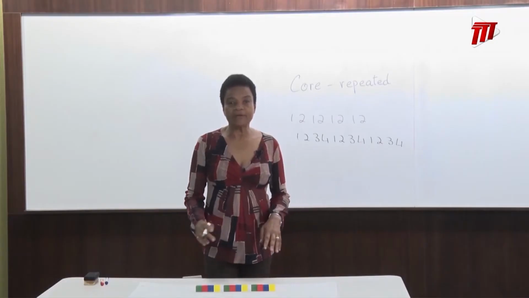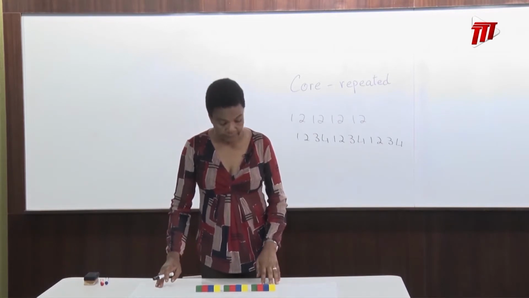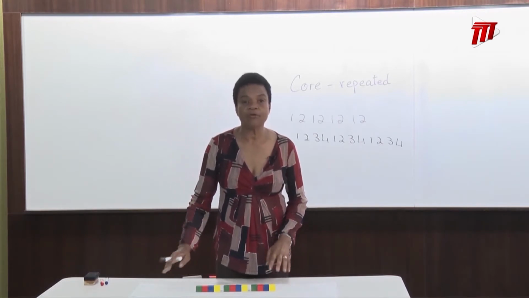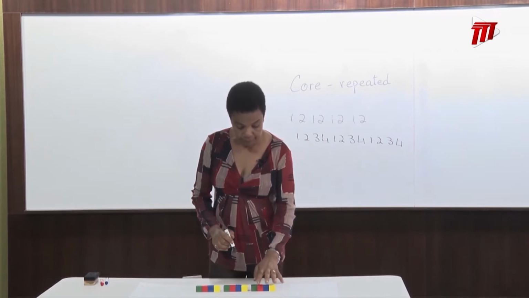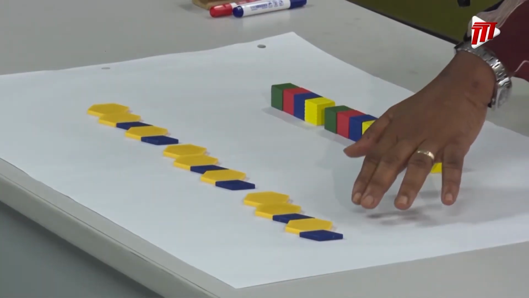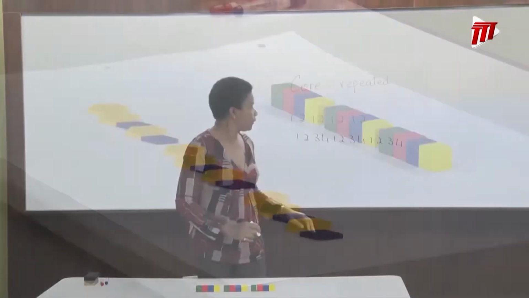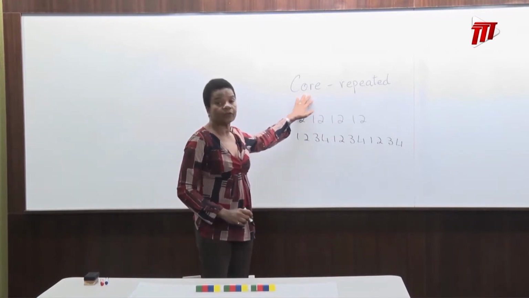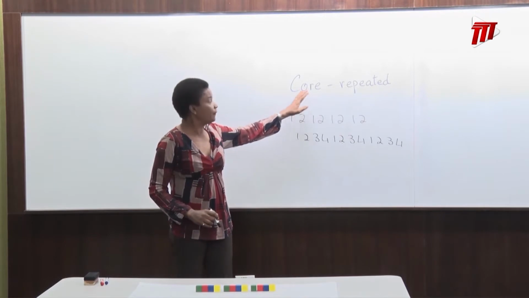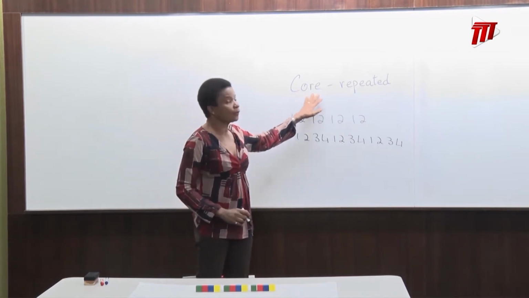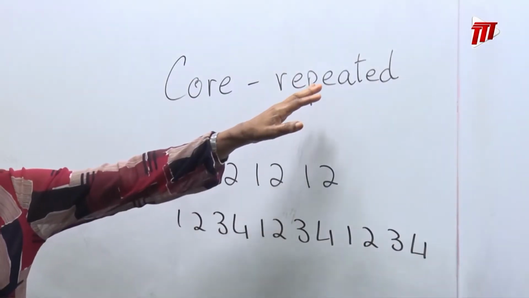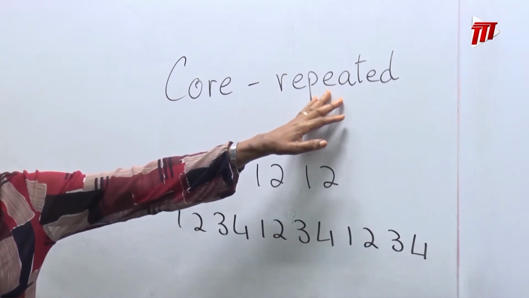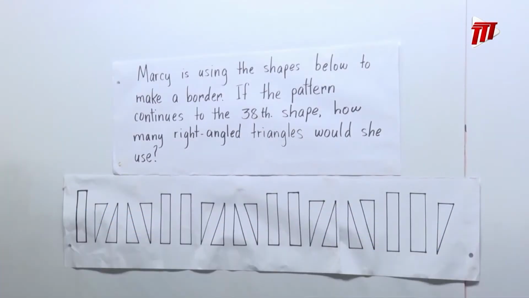So let's summarize what we have done so far. A pattern is formed by repetition. We can repeat colors, we can repeat shapes, or we can repeat numbers. The unit that we repeat is called the core. So the first thing we are looking for is the core, and we're going to look to see if it's being repeated. We are using a repeating pattern to solve this problem.